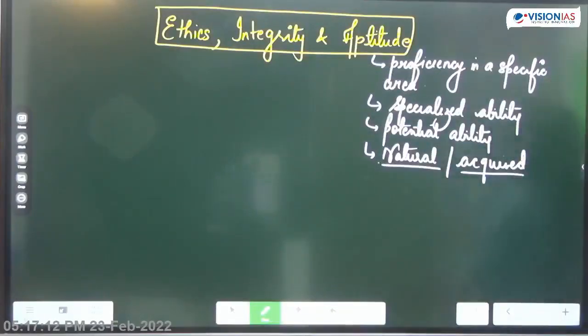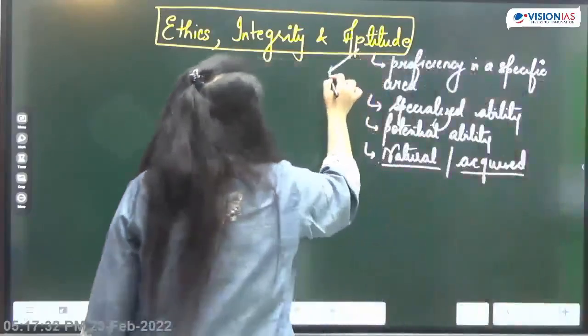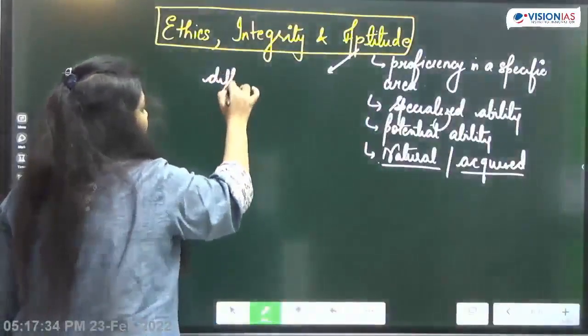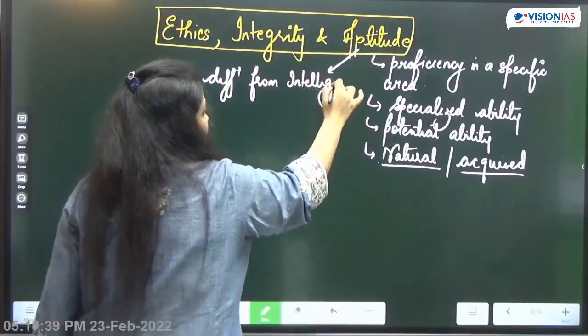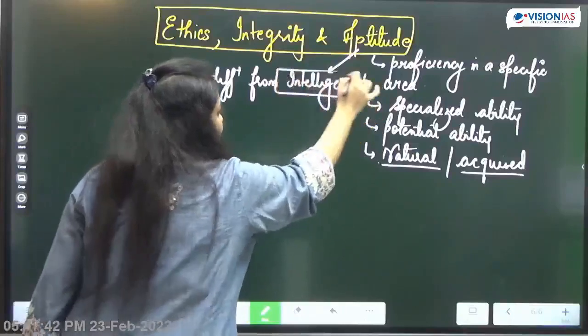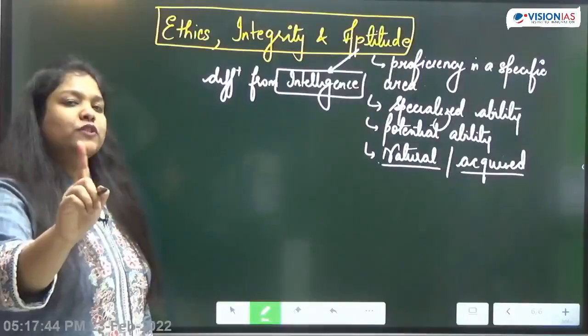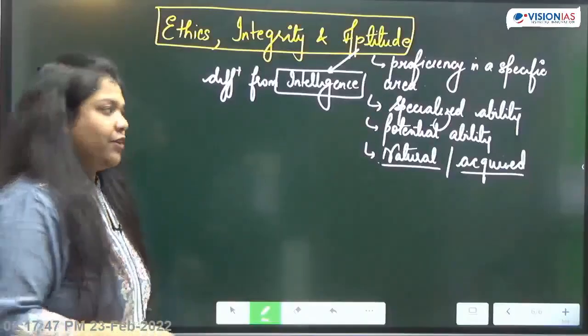Aptitude refers to proficiency in a specific area. It refers to specialized ability. You have an aptitude to be an administrator. That doesn't question your intelligence if you do not have the aptitude to be an administrator. Aptitude as a concept is different from intelligence. You might be intelligent, but you might not possess the aptitude to be an administrator.